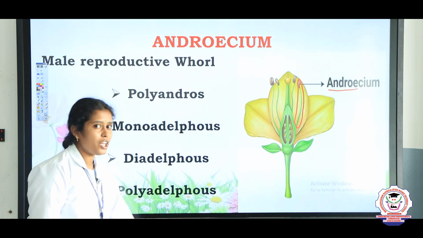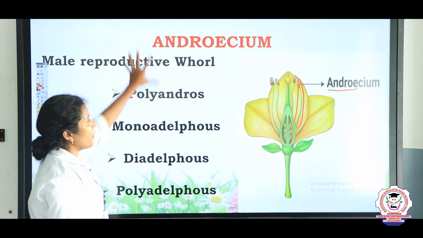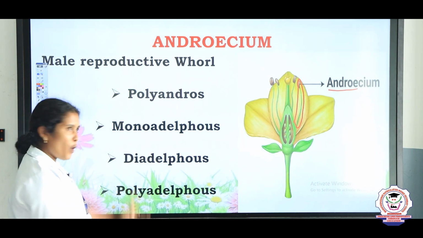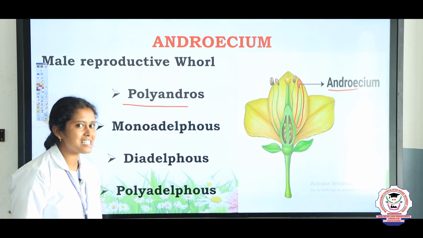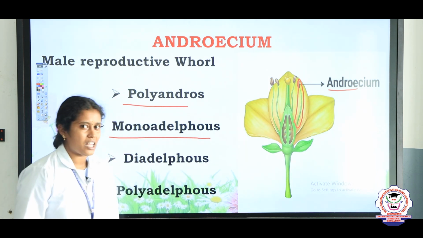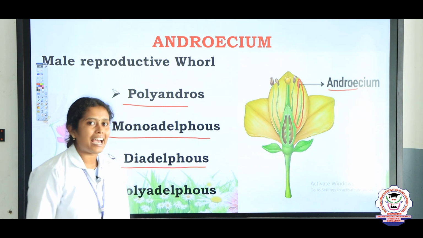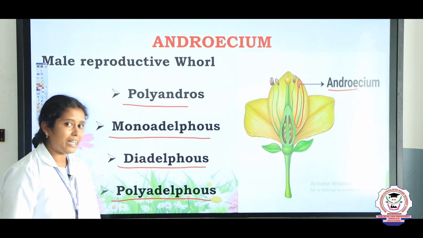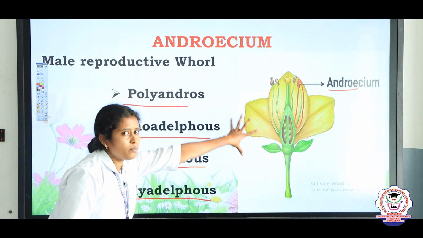Essential whorl, male reproductive whorl. And based upon the arrangement of Androecium, they are classified into four types. What are the four types? First one, polyandrous. What is it? Polyandrous. And the second one, monoadelphous. Okay, monoadelphous. And the third one, diadelphous. And the fourth one, polyadelphous. See here.